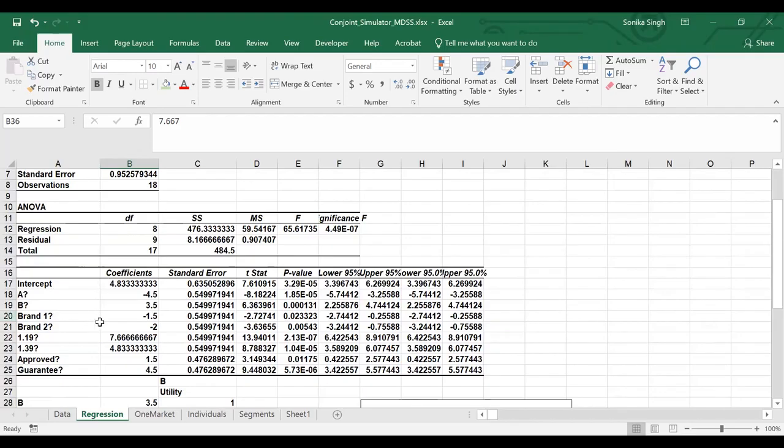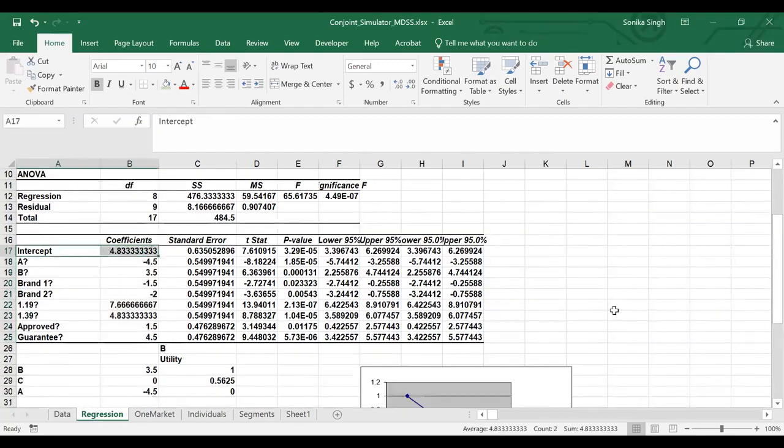Now, in the output, you will see the values for the coefficients. We all know that the coefficients represent the part worths, or the sub-utilities for those individual attributes, levels of those attributes. This is the intercept, which represents the baseline preference of the consumer if all of these attributes were not taken into account, they were set to 0. Now here is the preference or the part worth for design A, design B, brand 1, brand 2.